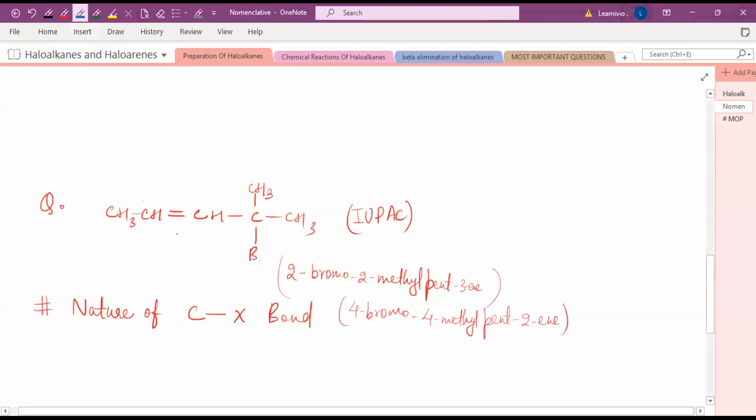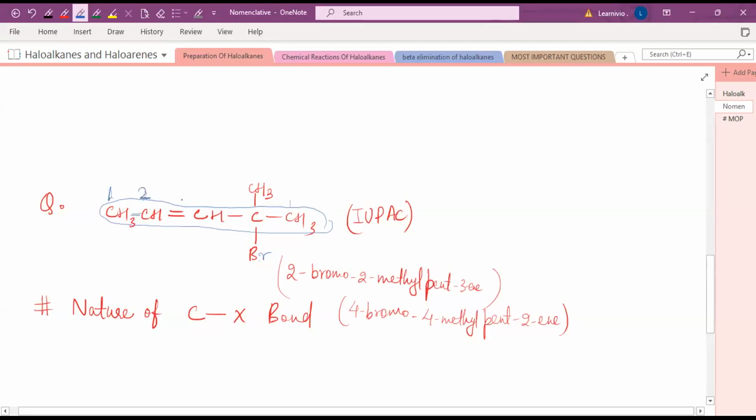So what we have to do first is see the parent chain. The longest chain is the parent chain, right? So this is your bromine, and the longest chain is this. We have to give the least number to the double bond first. When you start numbering from the right side, 1 2 3, this double bond gets the third position, and from the other side this double bond gets position 2. So obviously we will start from here.